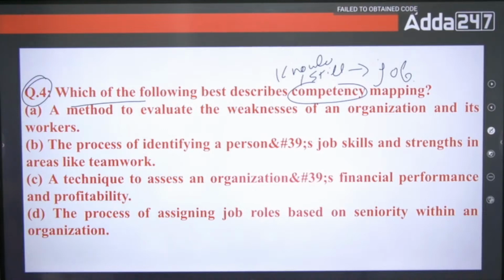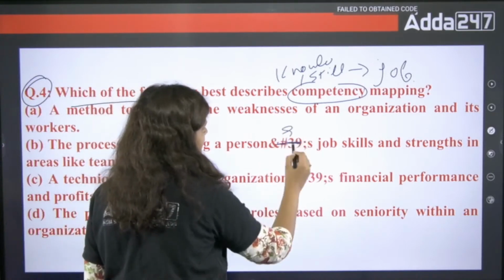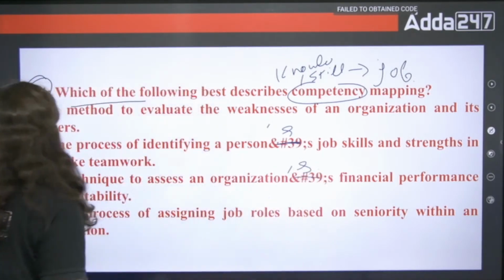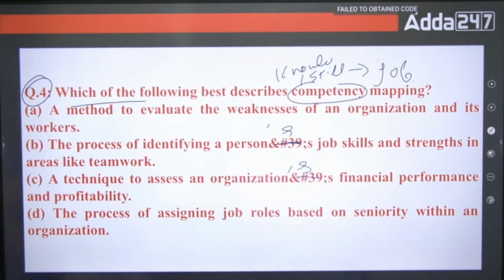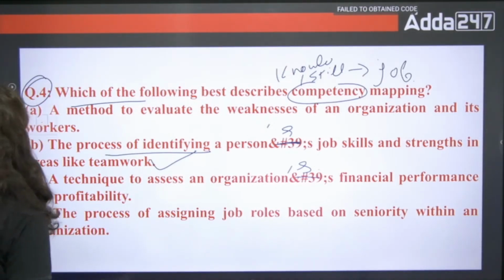Option A is a method to evaluate the weakness of an organization and its workers. B is the process of identifying a person's job skills and strengths in areas like teamwork. C is a technique to assess an organization's financial performance and profitability. And D is the process of assigning job roles based on seniority within the organization, right? So the right answer here is B. Competency mapping is basically identifying a person's skills and strength areas like teamwork. Fine. So B is the right answer.